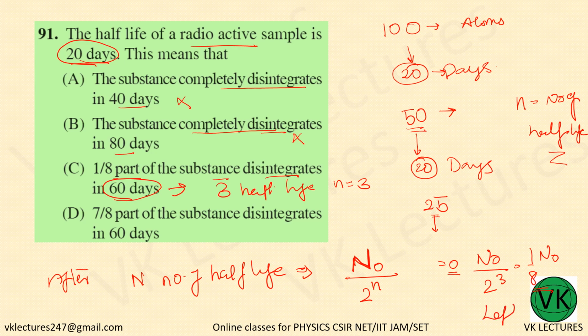What is left after n half-lives is n naught by 8. It is not that 1 by 8 of the substance disintegrates. 7 by 8 of the initial number will get disintegrated and 1 by 8 will remain. So option D, 7 by 8 part of the substance disintegrates in 60 days. That means 60 days means 3 half-lives.